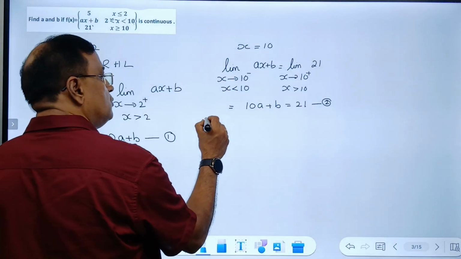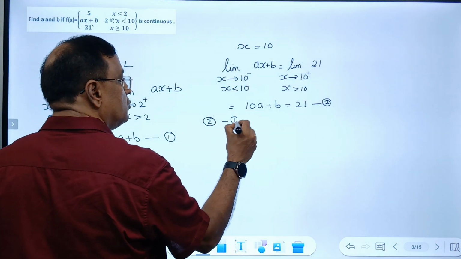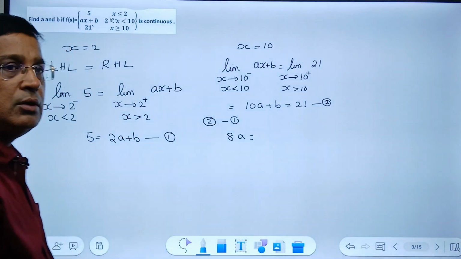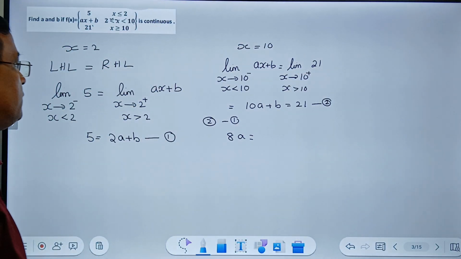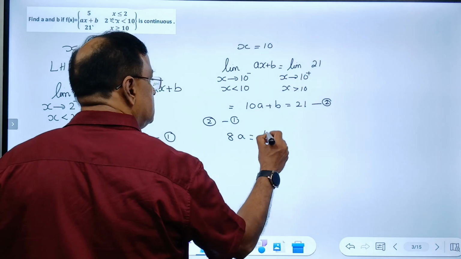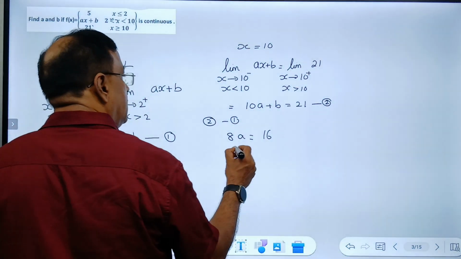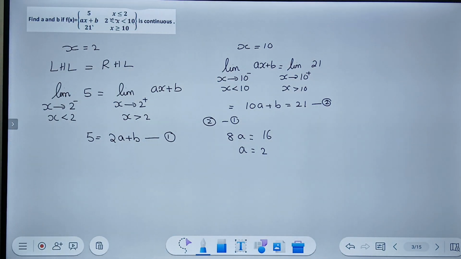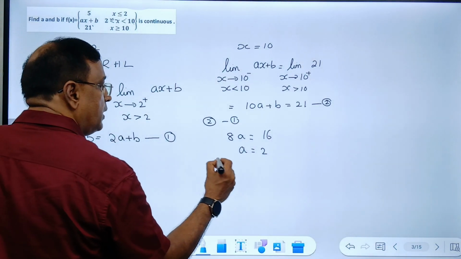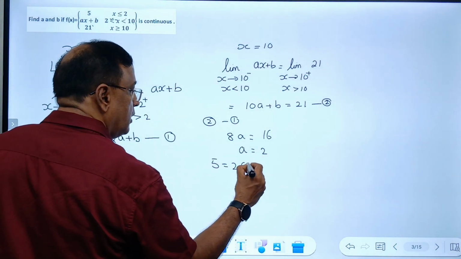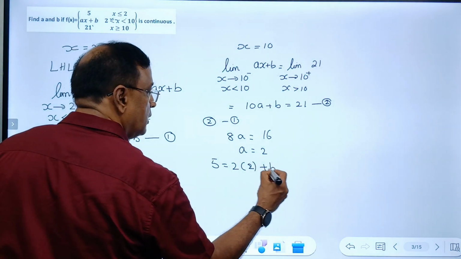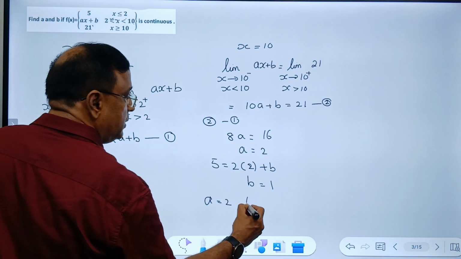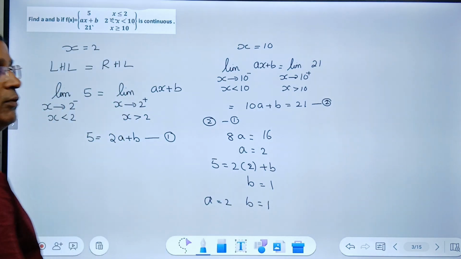All that I do is 2 minus 1. 2 minus 1 will be 8a equal to, what is 21 minus 5? 16, I think, right? 16. And what is a equal to? 2. Once you get a equal to 2, substitute here. What do you get? 5 equal to 2a plus b, so b equal to 1. So the value of a is 2 and b is 1. Very simple, straightforward question.